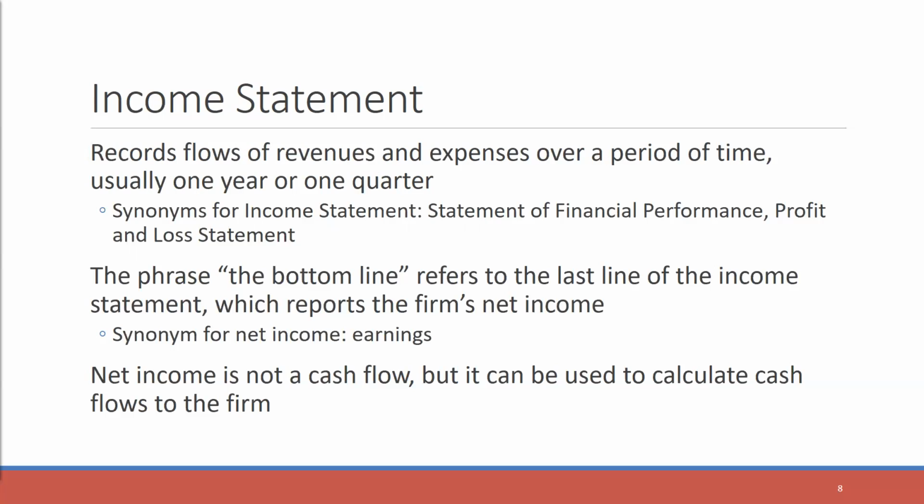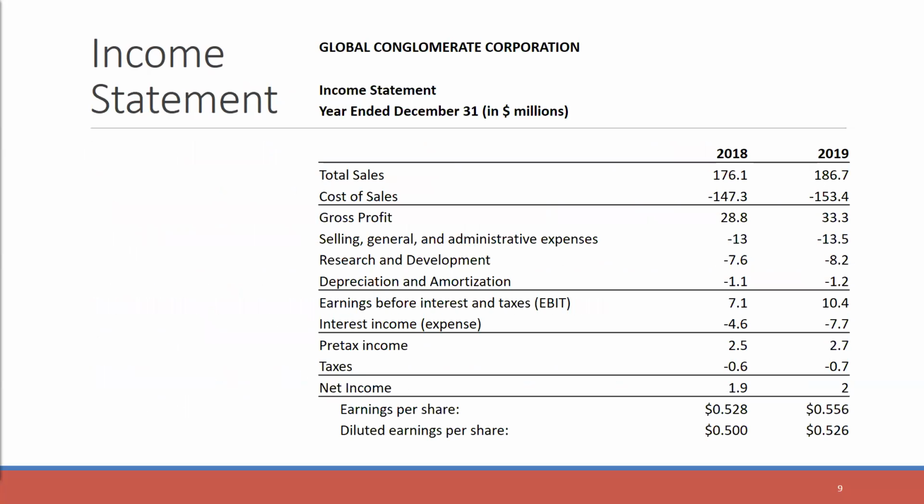To be clear, net income is not cash flow, because we'll see that under accruals accounting, there'll be a difference between when a transaction occurs and sometimes when the cash is delivered. So let's look at an income statement. This is an income statement for a company called Global Conglomerate Corporation.